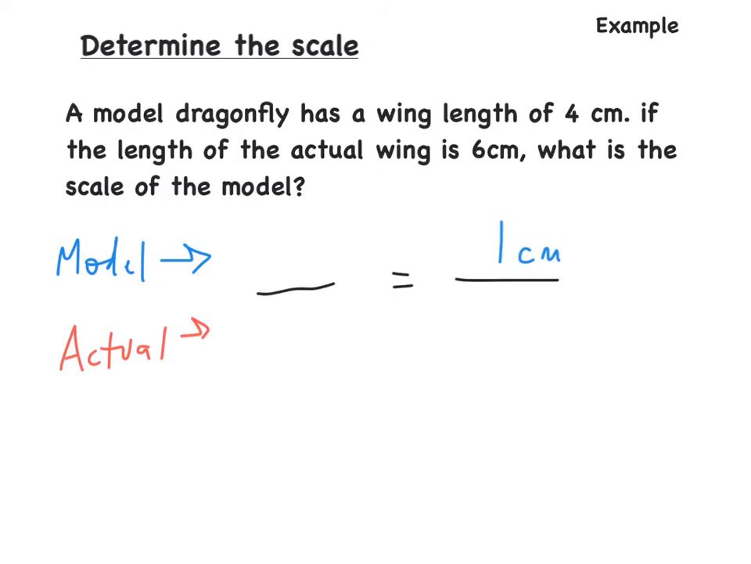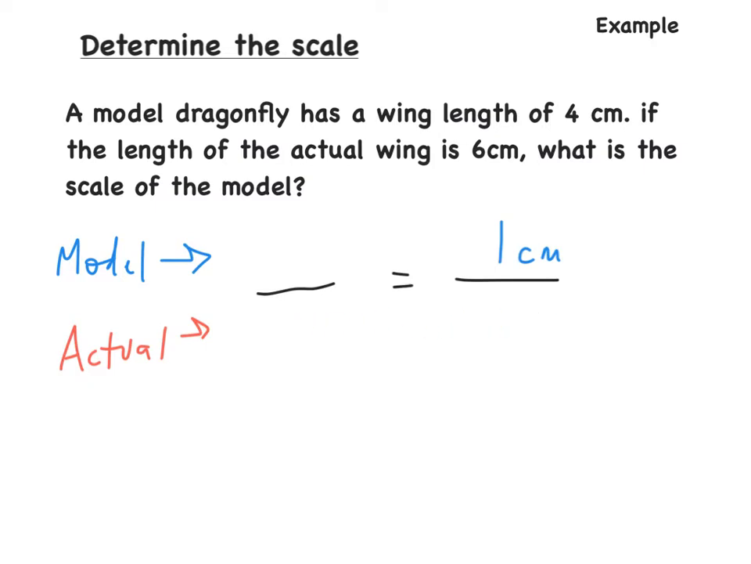Now we're going to try to determine the scale. This is an example for you. I need you to write this down. So we have a model dragonfly. It has a wing length of 4 centimeters. If the length of the actual wing is 6 centimeters, what is the scale of the model? It's important when we set this up that the model goes on the top, in the numerator, as we set up a proportion. The actual length should go into the denominator.